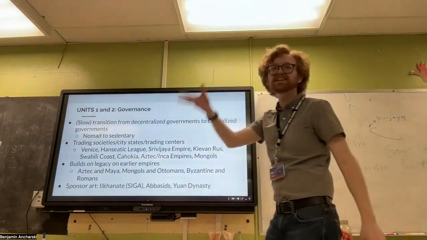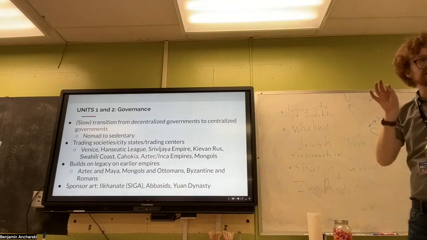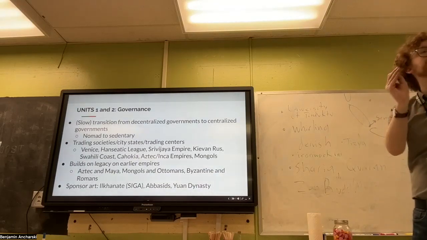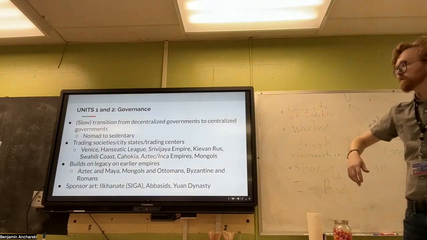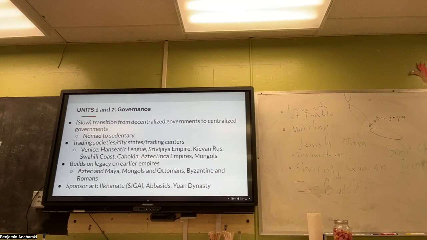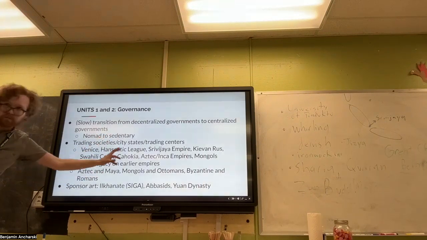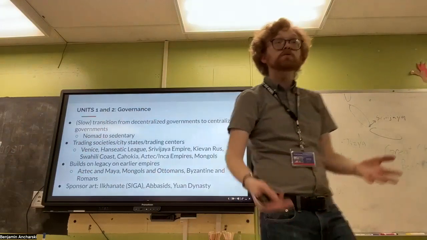The Swahili coast on the east of Africa. Chocoya is a city, and I'm mispronouncing it, but Chocoya was a city on the Mississippi River. It's a Native American city that's largely trade-based. Aztec Inca trade, Mongols trade. Another theme is that when these societies form, they tend to use older civilizations as a template, as a model to build their own civilization. The Aztecs really built on the legacy of the Mayans. The Ottomans built their legacy on the basis of the Mongols. The Byzantines obviously built their society on the basis of the Romans, but the Russians did as well.